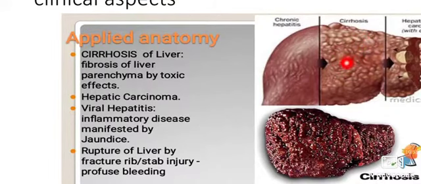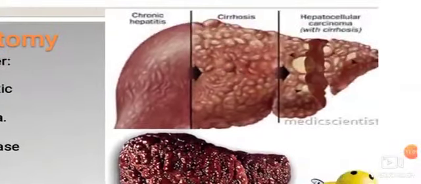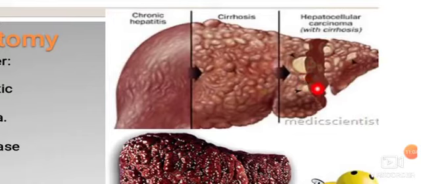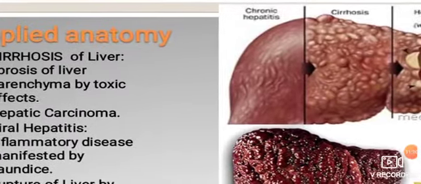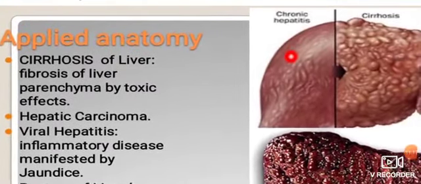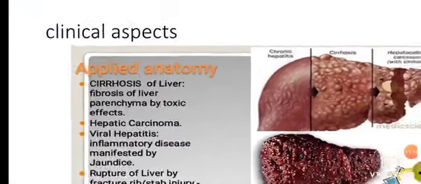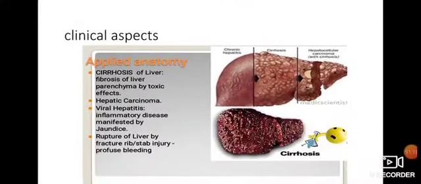And another condition is hepatic carcinoma. This is the area showing hepatic carcinoma. The change of the cells is like this, hepatic carcinoma. Then this shows hepatitis. So you can write hepatitis, liver cirrhosis and liver carcinoma.